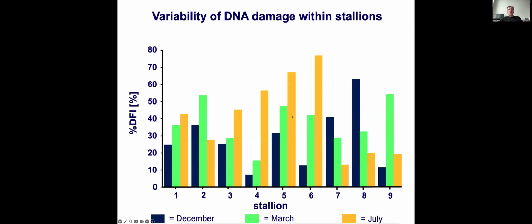In this study we examined 9 different stallions, and if you look at their values in December, March, and July, and at the different stallions, then you see that stallion number 1 shows an increase, like we expected. Stallion number 2 had high values in March. There was something happening with this stallion. The people at the stud did not realize it.